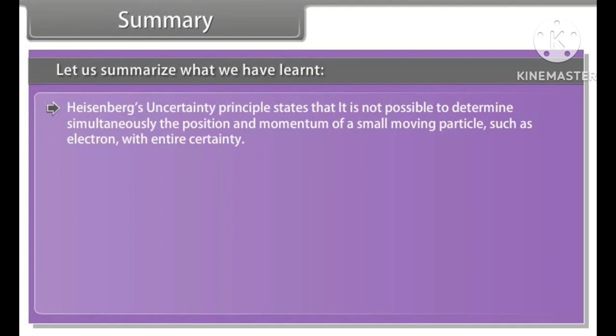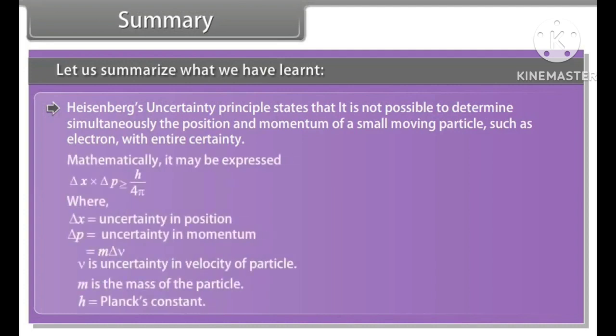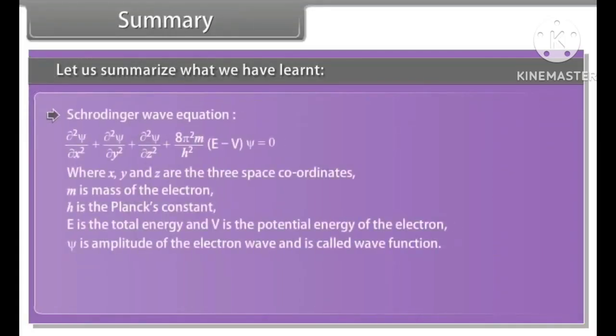Heisenberg's uncertainty principle states that it is not possible to determine simultaneously the position and momentum of a small moving particle, such as an electron, with entire certainty. Mathematically, it may be expressed as below. Schrödinger wave equation, where x, y and z are 3 space coordinates, m is mass of electron, h is Planck's constant, E is the total energy and V is the potential energy of the electron. Psi is amplitude of the electron wave and is called wave function.